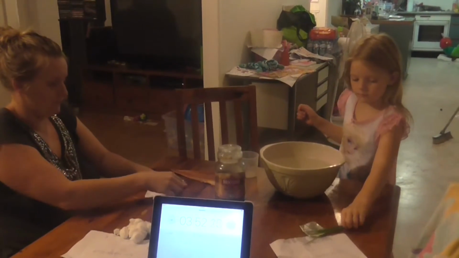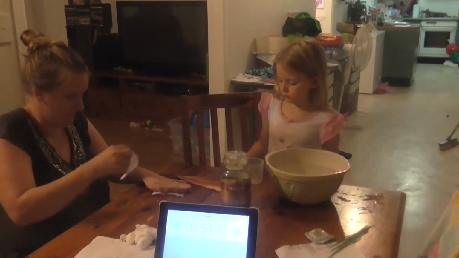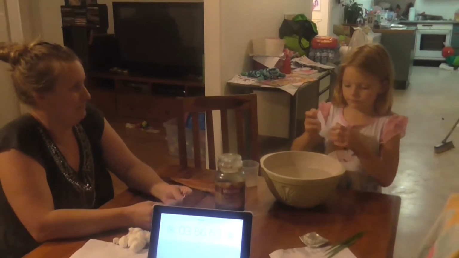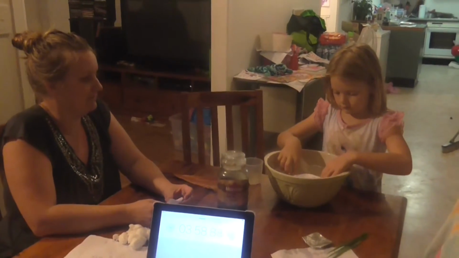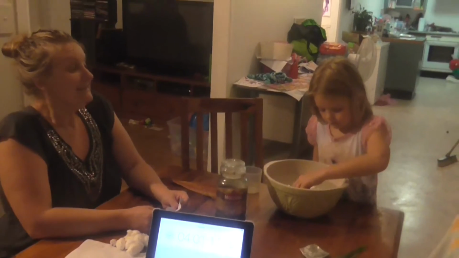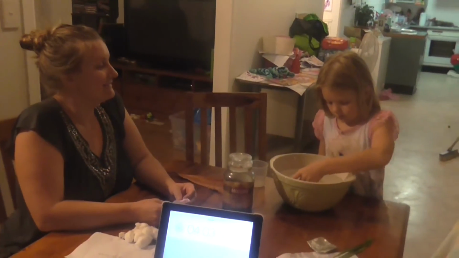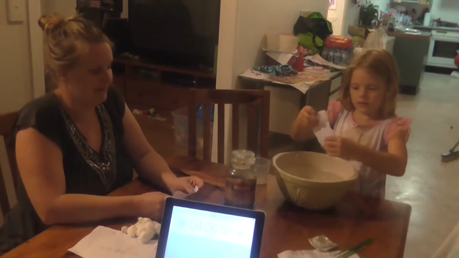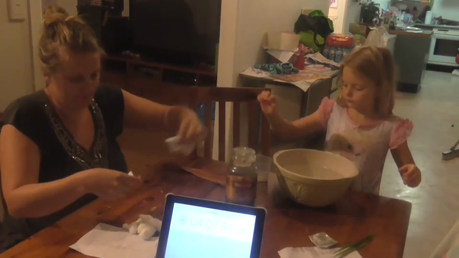Okay, what about this paper? Let's rip a bit off. What happens if we made a bag out of that? What would happen to your library book? Oh, do you think that's waterproof? Definitely not. It'll go straight through. It does. I'll put it over here.